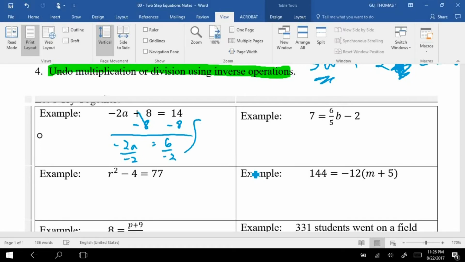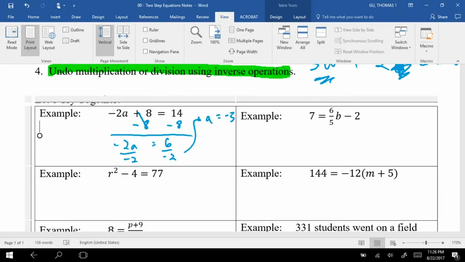We're going to divide by negative 2 to get the A by itself. Negative 2 divided by negative 2 is 1, so we have A by itself on the left side. What is 6 divided by negative 2? If you said negative 3, give yourself a pat on the back. Turn to the person next to you and give them a high five. I'm by myself, so I'm just high-fiving myself.